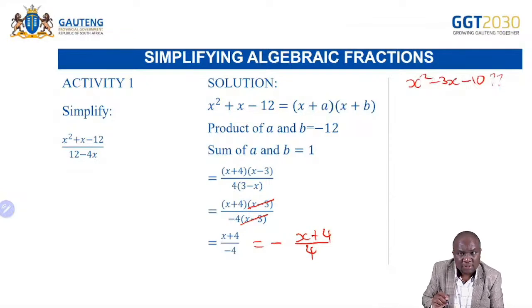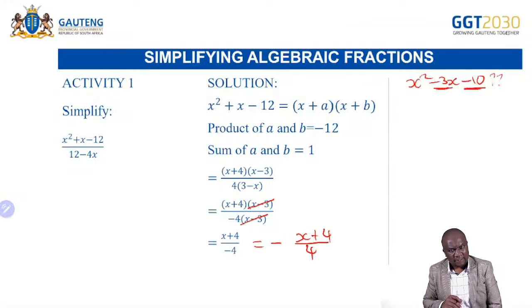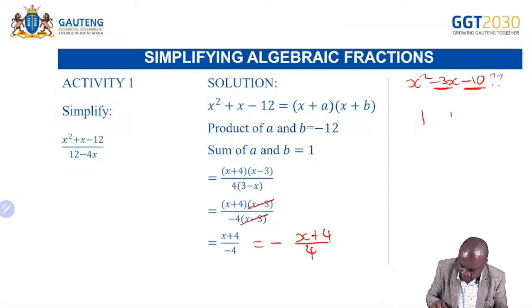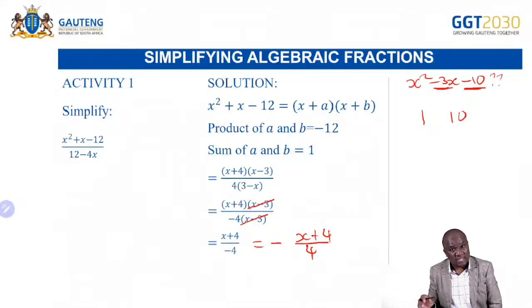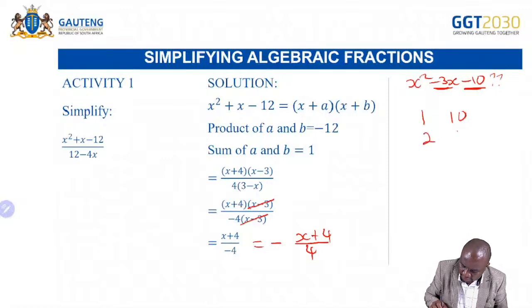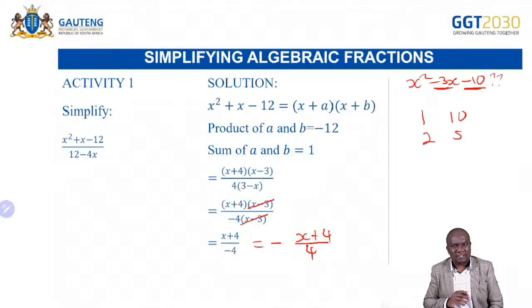Right, so what you do here, we're looking for the factors of negative 10. That will give us negative 3, isn't it? Right, let's look at the factors of 10. You can have 1 and 10. If you say 1 times 10, you get 10, isn't it? But if you check, this combination cannot give us a 3. Right, what about 2 and 5? 2 and 5 somehow can give us a 3.